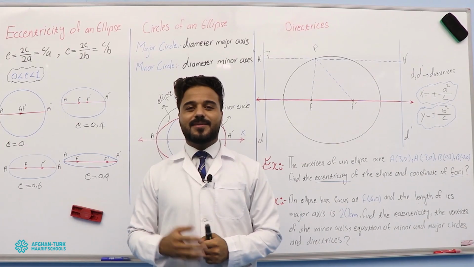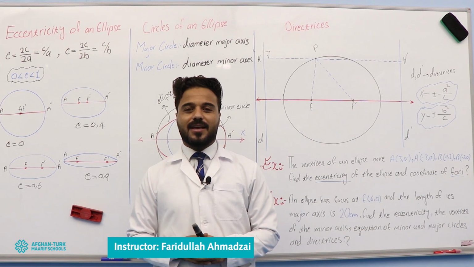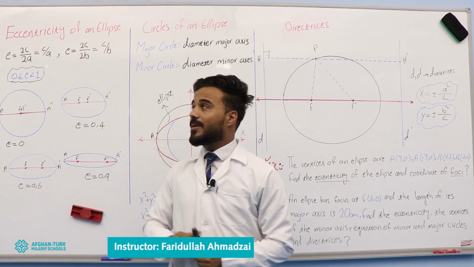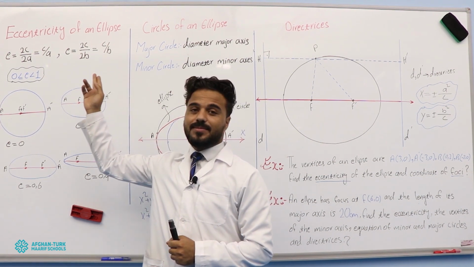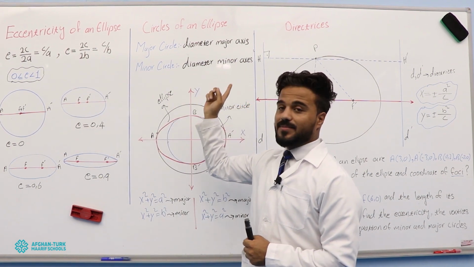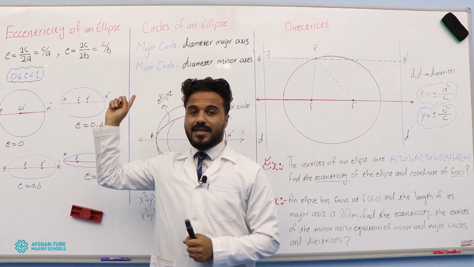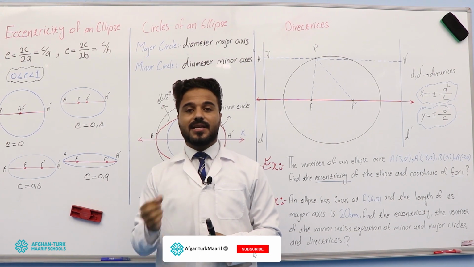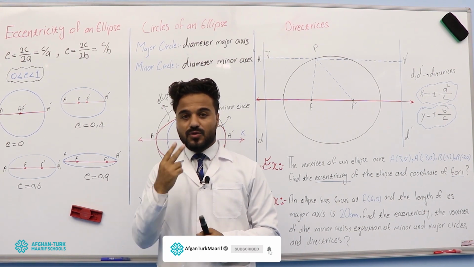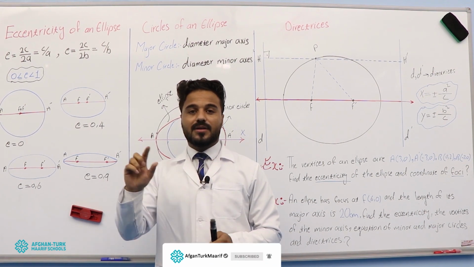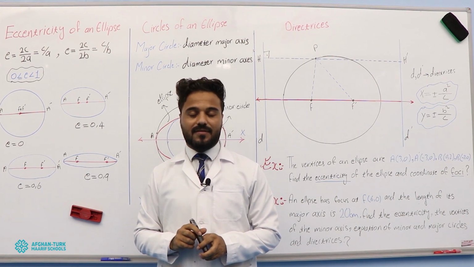Hello everybody, my name is Faridullah Mazai and today we are going to talk about eccentricity of an ellipse and circles of an ellipse. What's eccentricity of an ellipse? Eccentricity is the ratio between the distance of two foci over major axis of an ellipse.